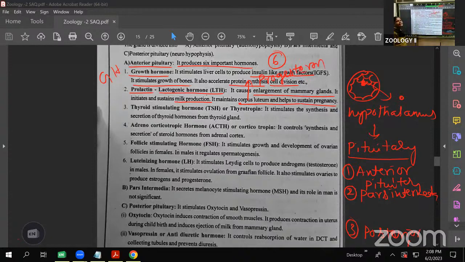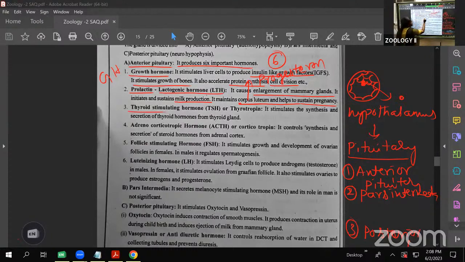If the egg gets fertilized, the progesterone hormone is continuously secreted. If the egg is not fertilized, at that time the corpus luteum disintegrates and forms a scar-like structure that we call the corpus albicans. Here, that is about prolactin.